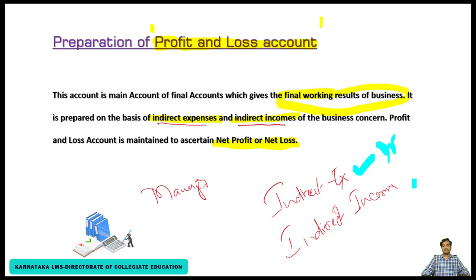And next thing is indirect incomes. The indirect incomes must be credited to the profit and loss account to show the net results.